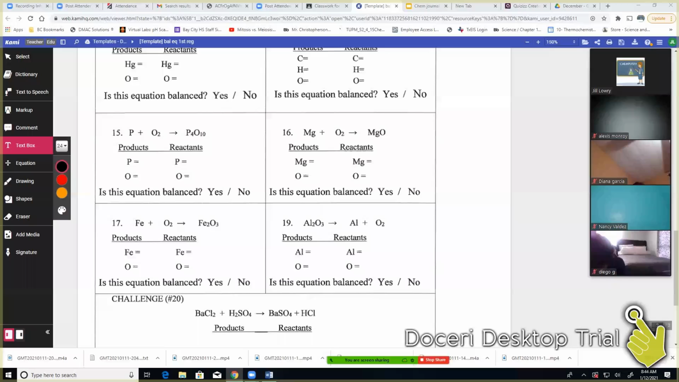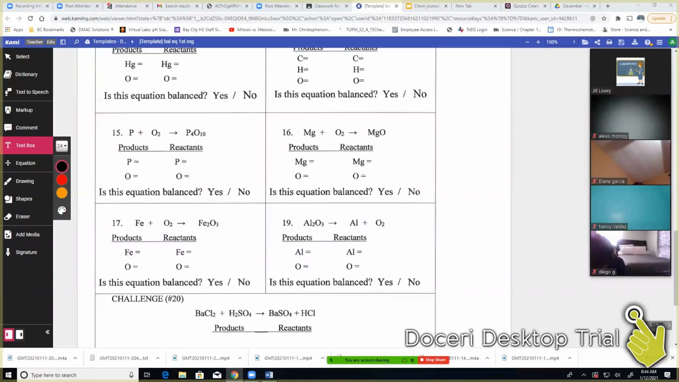So what coefficient do I need to put here? A 2, right? Because if I put a 2, now I have 2 magnesium, right? Because this 2 is going to change both of these. I have 2 magnesium. And now I also have 2 oxygen, which was what I was trying to fix. But how did I get 2 oxygen? Because this oxygen right here, I only had 1. And when I put a coefficient of 2, 1 times 2 gives me 2.